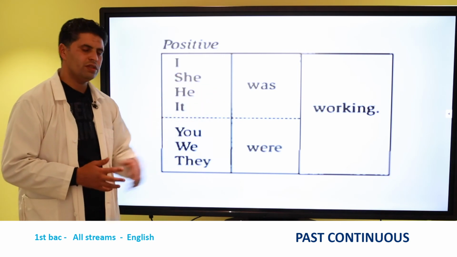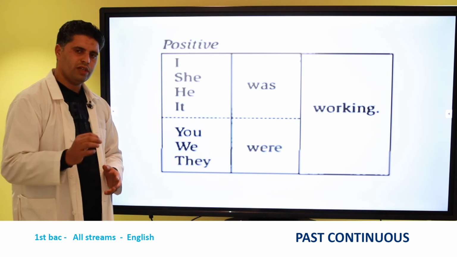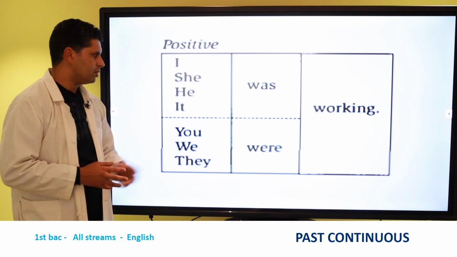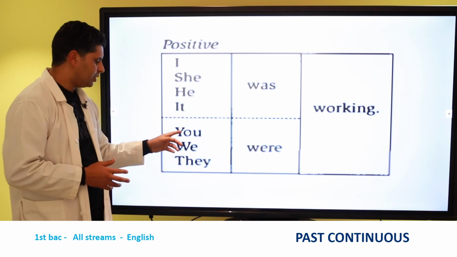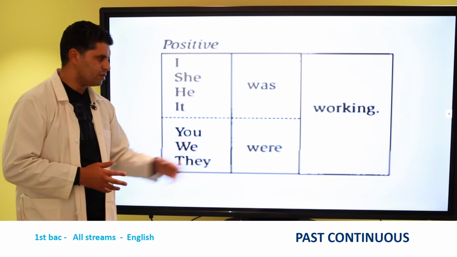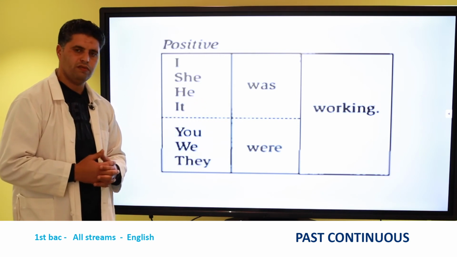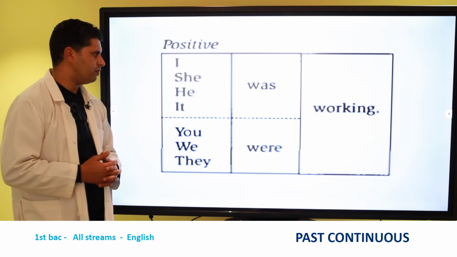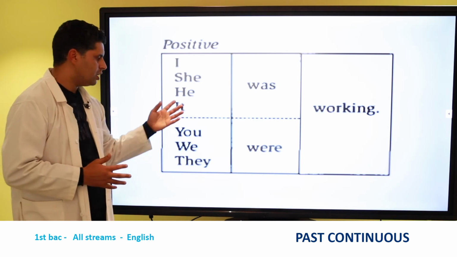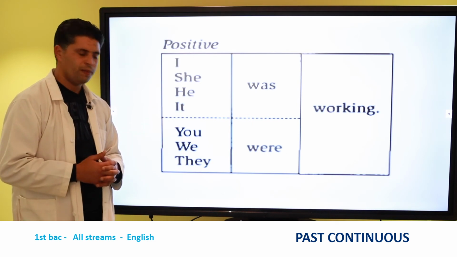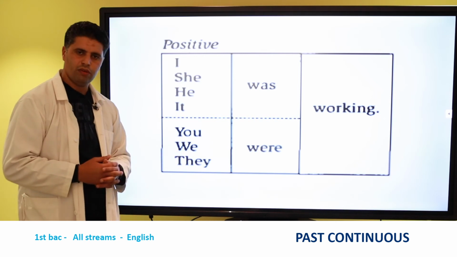So, I was working. Here we have the verb to be, and pay attention, we should correctly use the verb to be in the past simple. With I, she, he, and it, we have to use was, and with you, we, and they, we have to use were, plus the last part, which is the ing or the gerund form of the verb. I was working. Okay, she was, he was, it was working. Okay, you were working, we were working, they were working.